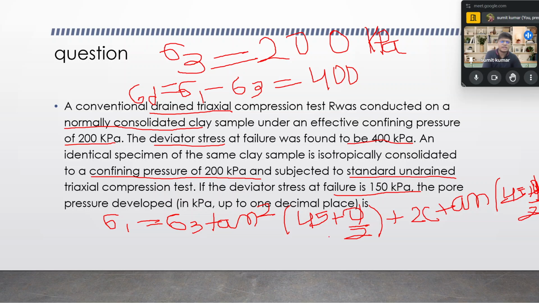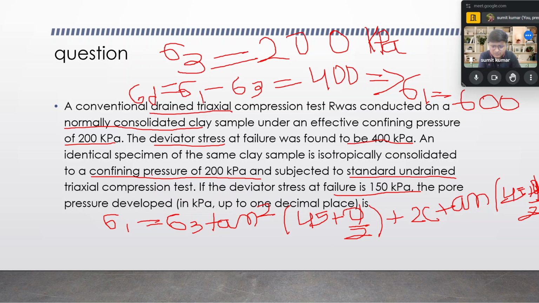So we are using this equation only. First of all, we know sigma 3. We also know sigma 1, that is sigma 1 is nothing but 600 over here. This implies sigma 1 is equal to 600. And this test is a drained triaxial test. So over here you consider the value of c as 0 and find the value of phi.